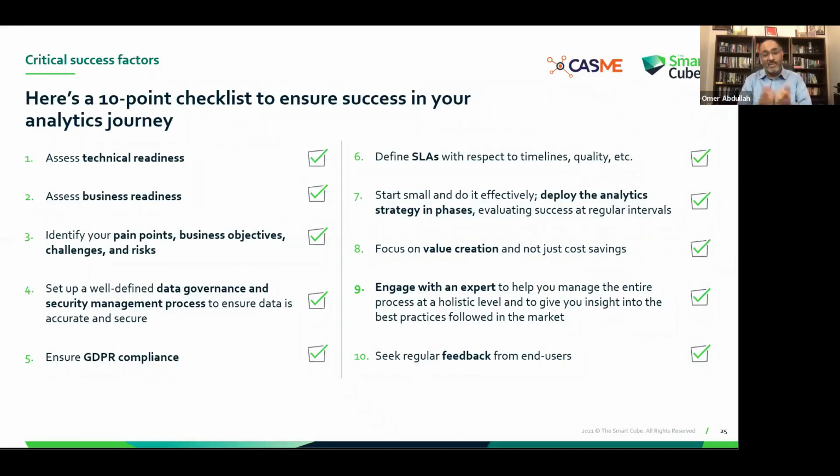Of course, number four, set up a well-defined data governance and security management process to ensure that the data is accurate and secure. That's fundamental, particularly when you're dealing with supplier data as well as your own data that comes into it.